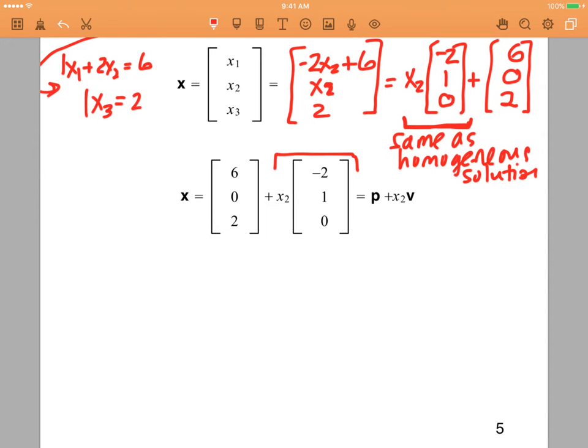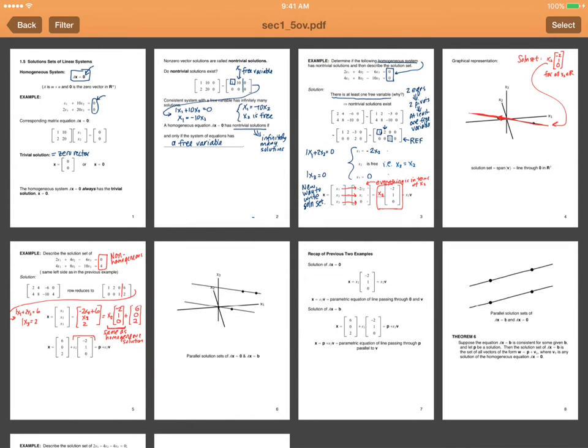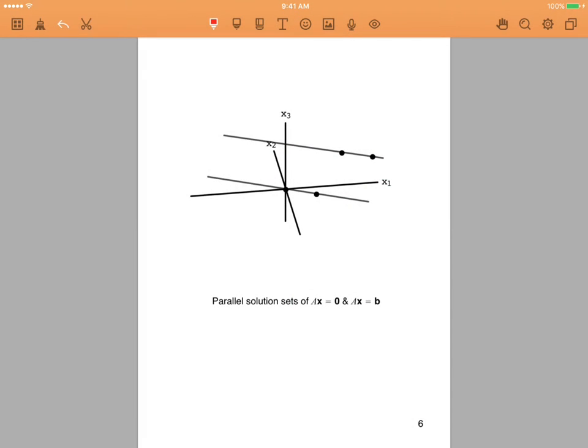Okay, so now let's see how this changes the picture. And they're keeping the other picture on there. So it's funny how they changed that dot. This is the original homogeneous solution, and there was our original vector. I'm going to write it in this time, negative 2, 1, 0. And so that whole line was the homogeneous solution. Now, our non-homogeneous solution looks like the vector 6, 0, 2.